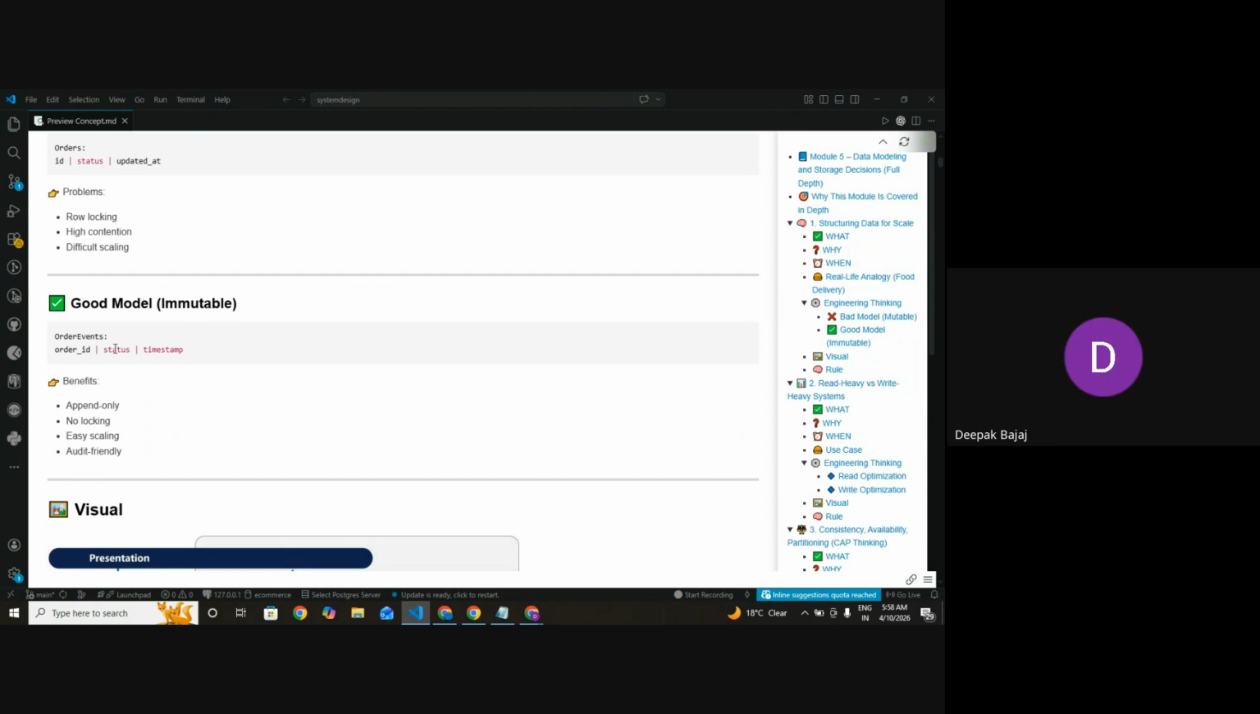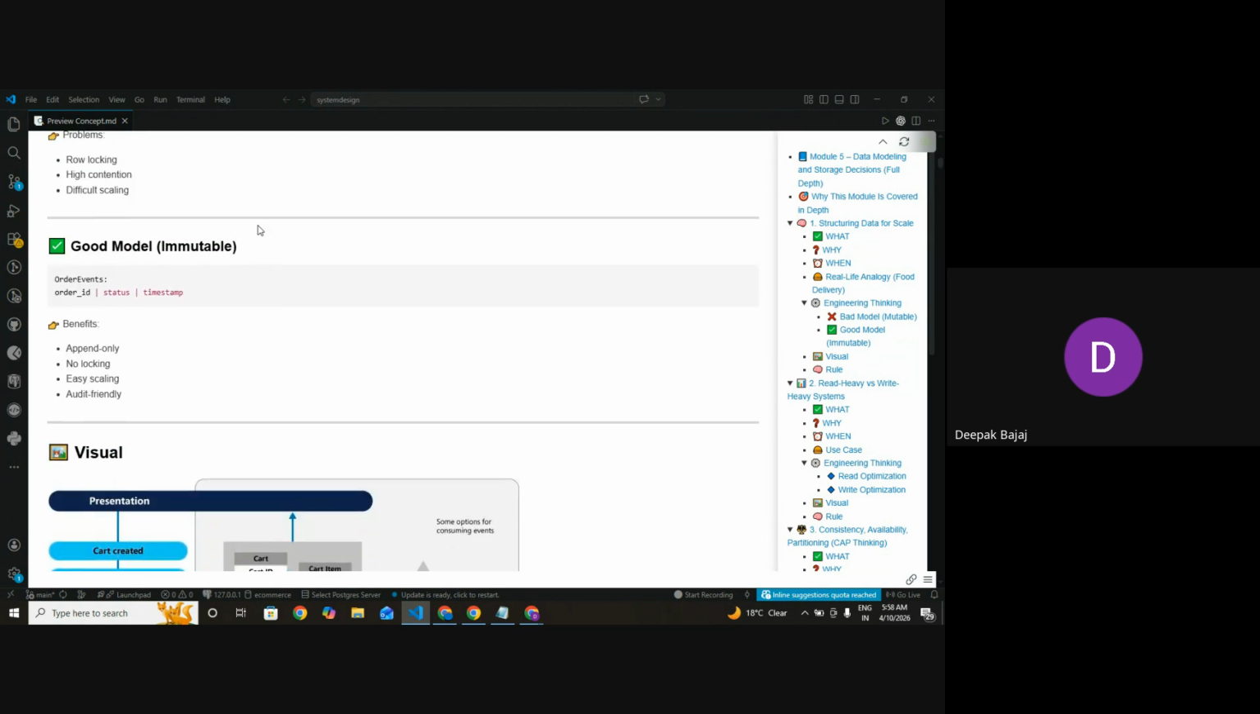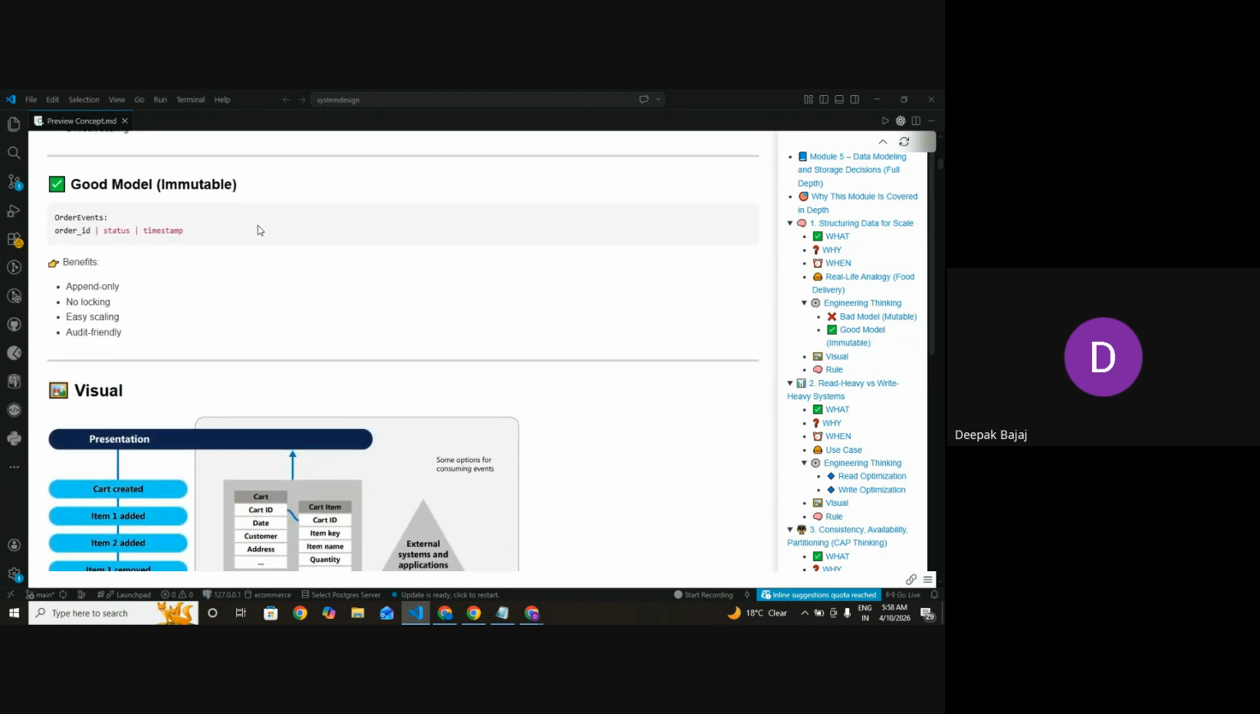So here you are able to see this is mutable, and this is immutable. And this is a thumb rule: if possible, always go with immutable, so you have better control.